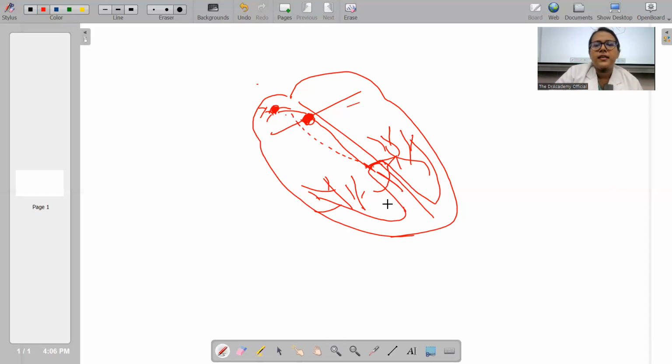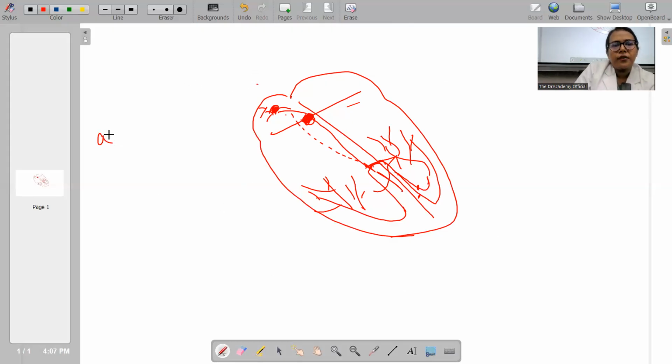And then on the right side, you can see the right branch of the bundle of His, and this is the left bundle branch. And on the left side, this is further divided into two parts. This is the anterior one, and that's the posterior fascicle. And from there, the Purkinje fibers maintain the ventricular contraction. So that's the basic anatomy and the importance of cardiac conduction.